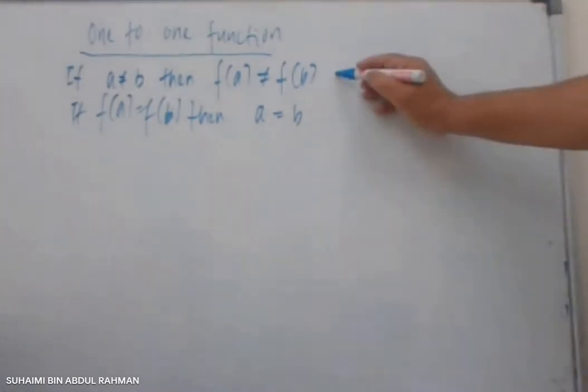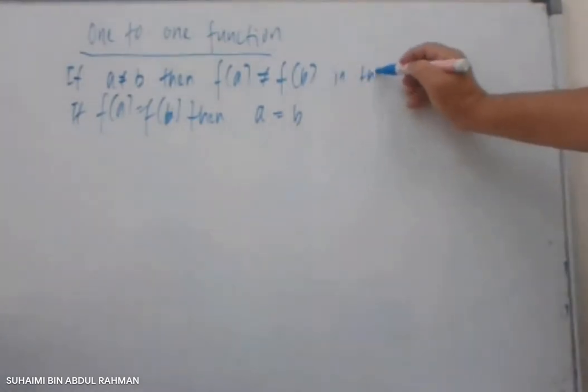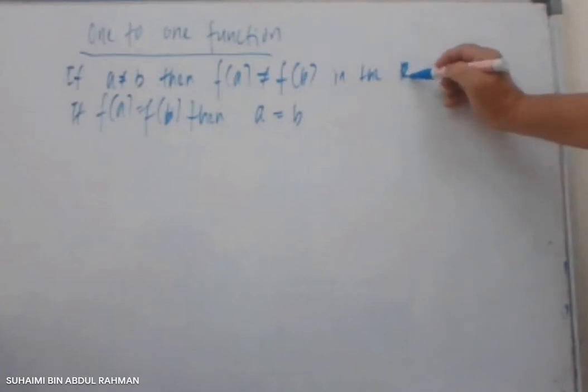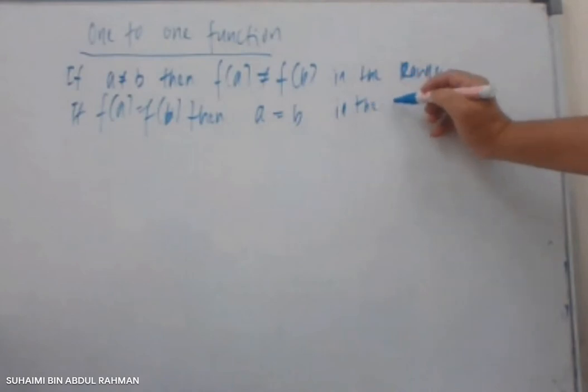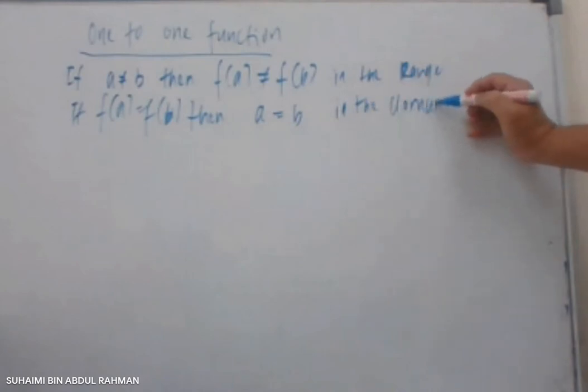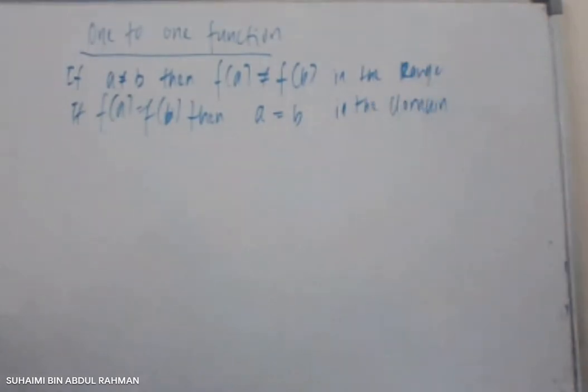This is in the range. This is in the domain. So we test for a function whether that function is one-to-one or not one-to-one.